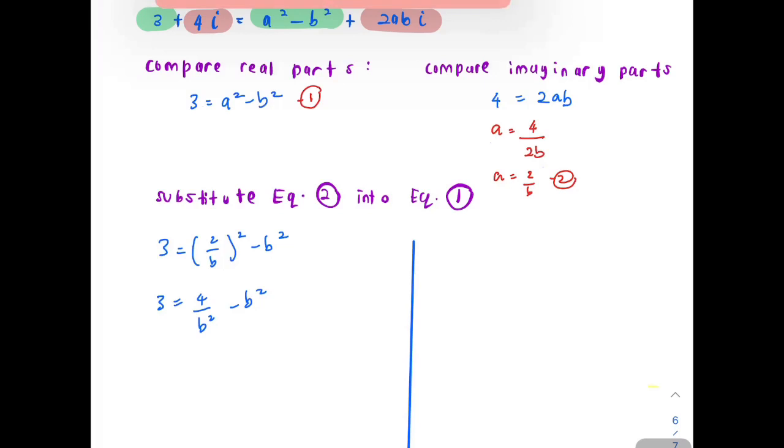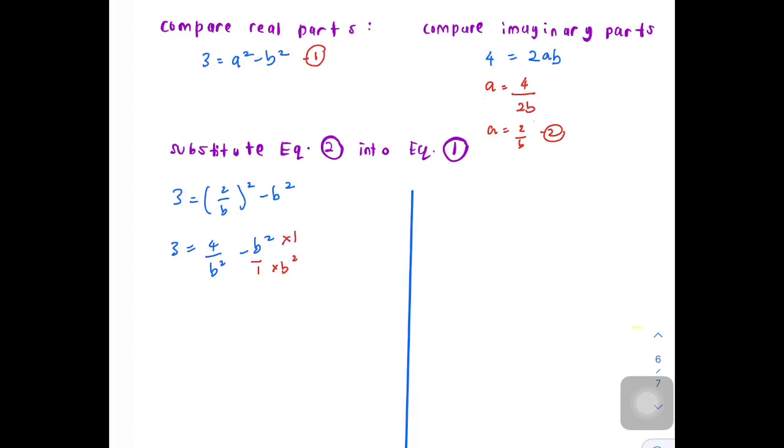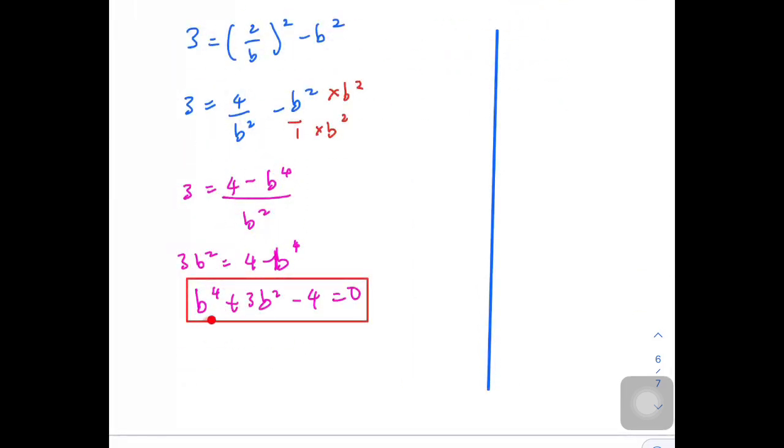And then let us solve this one here. This is over 1, so to equate the denominator, multiply the upper part and lower part by b squared. Now this will become 3 equals 4 over b squared minus b to the power of 4. And then bring b squared to the other side: 3b squared equal to 4 minus b to the power of 4. And then bring everything to one side: b to the power of 4 plus 3b squared minus 4 equal to 0. So now let us solve this.